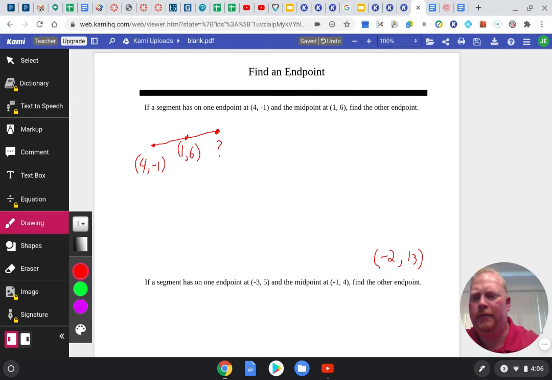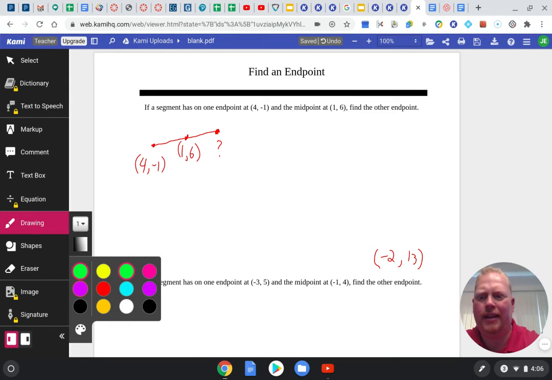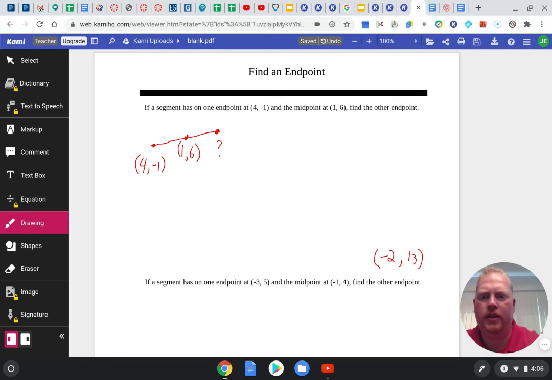So what I'm going to do is stack up my coordinates. So here's endpoint 1, which is (4, -1). Here's my midpoint, (1, 6). And I'll put endpoint 2 right there.